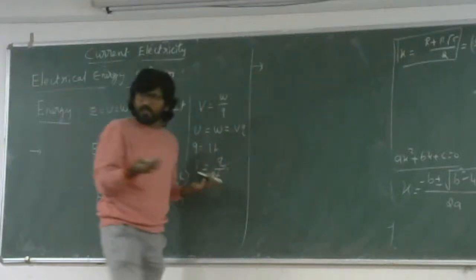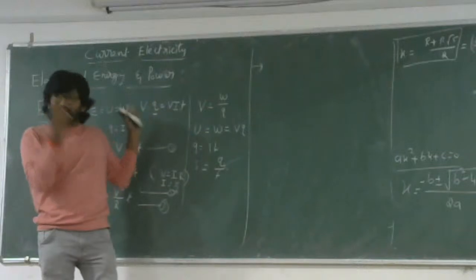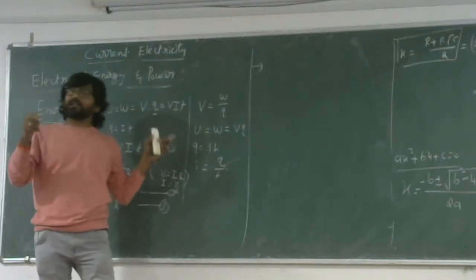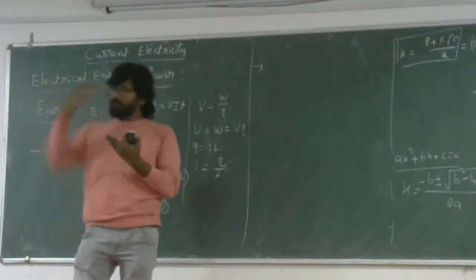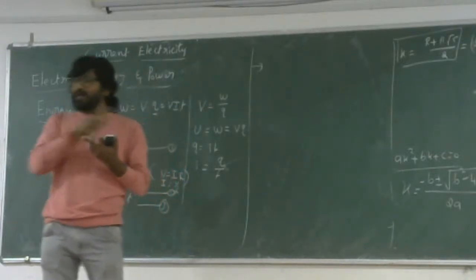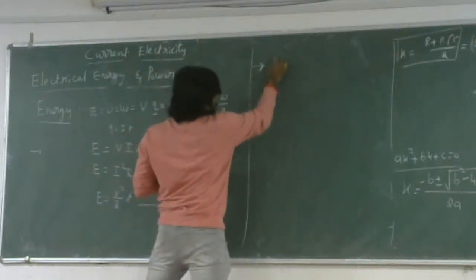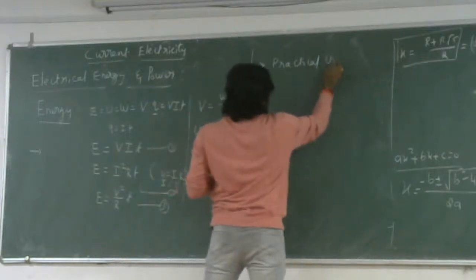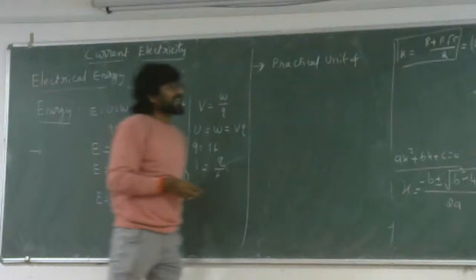It is also energy. What is the unit of energy? Joule. But for measuring electrical energy, we do not use joule; we use kilowatt hour. While doing numericals, if you come across kilowatt hour, you have to convert it into joule and work it out, because the quantities should always be in SI units. Kilowatt hour is not an SI unit. Okay? So write down: practical unit of electrical energy.